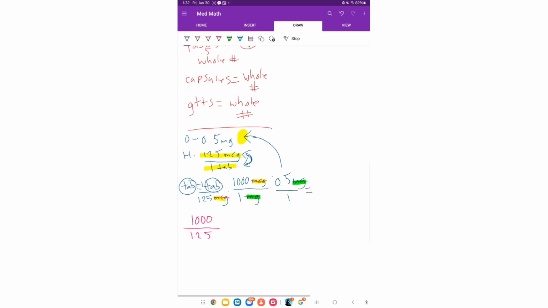So cross that out. This is the equation that we're looking for. So 1,000 times 0.5 over 125. Okay, and then when we do the math, which I'm doing on my calculator, 1,000 times 0.5 is 500. So 500 divided by 125 equals 4. So the answer is going to be 4 tablets because we know that a tablet can either be a whole number or it can be a half number. So we're totally fine here.